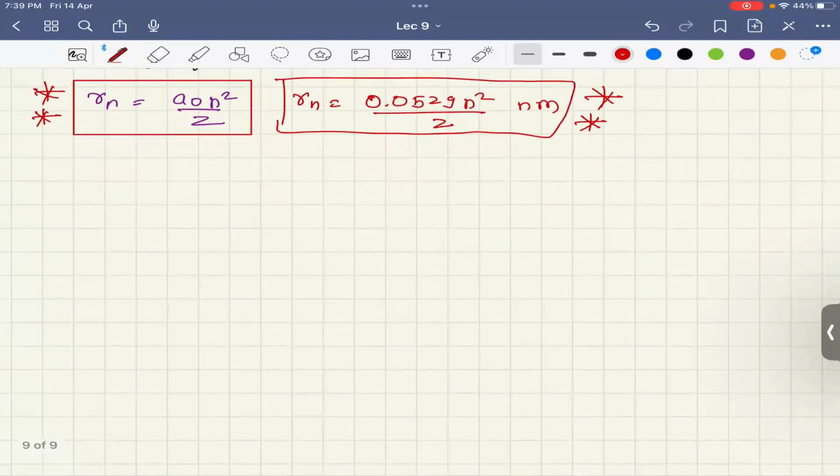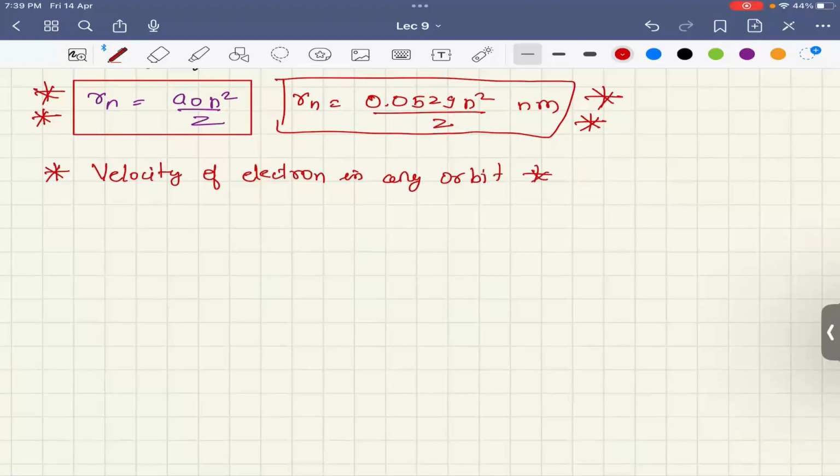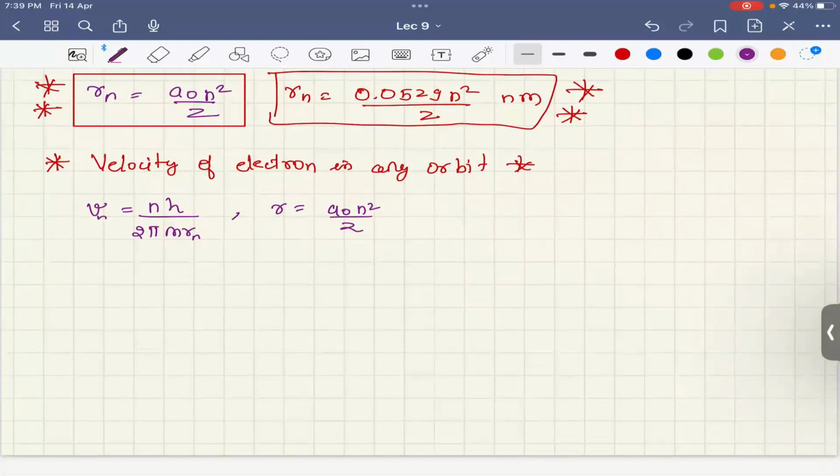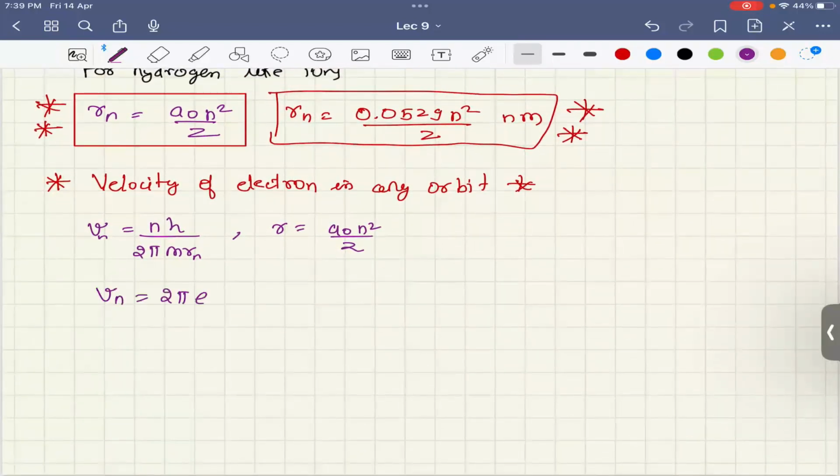The next would be velocity of electron in any orbit, right? So the velocity expression for that comes out to be v is equal to n h by 2 pi m r, where r is nothing but Rn. So Rn is nothing but a0 n square by Z, right? Then in that case, Vn comes out to be 2 pi e square Z by n h, right?